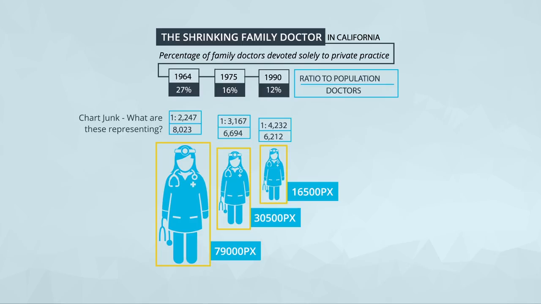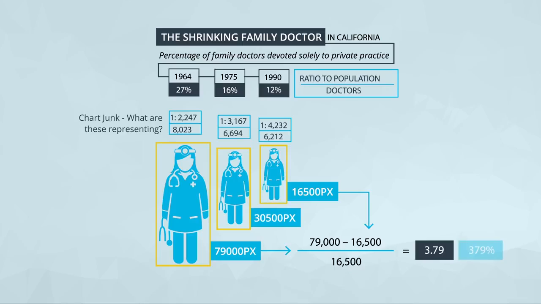Let's work out the lie factor for the comparison between 1964 and 1990. The visual effect is how much larger the doctor is in 1964. That is 79,000 minus 16,500, divided by 16,500, or 3.79. So the difference between the size of the doctors is 379% the size of the smaller doctor.